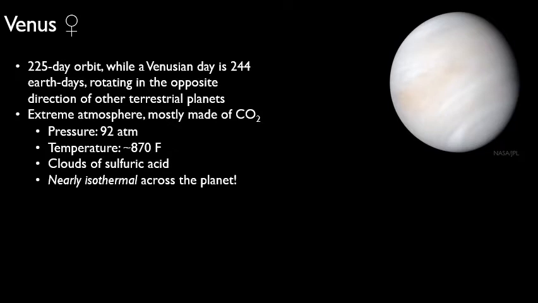The atmosphere is extreme, so it's mostly carbon dioxide. The pressure is 92 times that of the pressure at sea level on the Earth. That's extremely high pressure. That's like going a kilometer under the sea, right? You'd need a submarine to do that. That's just the atmospheric pressure on the surface. The temperature is similarly extreme, 870 degrees Fahrenheit.